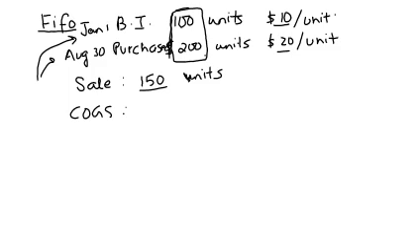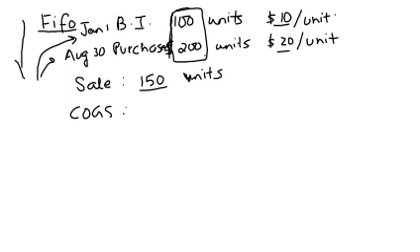If we took the 100 units of beginning inventory and then 50 units from the August 30th and added those up and came up with the cost of goods sold, the gross profit is going to be different. So that is why a consistent inventory costing assumption is important. And now we're going to see how the first in first out works.